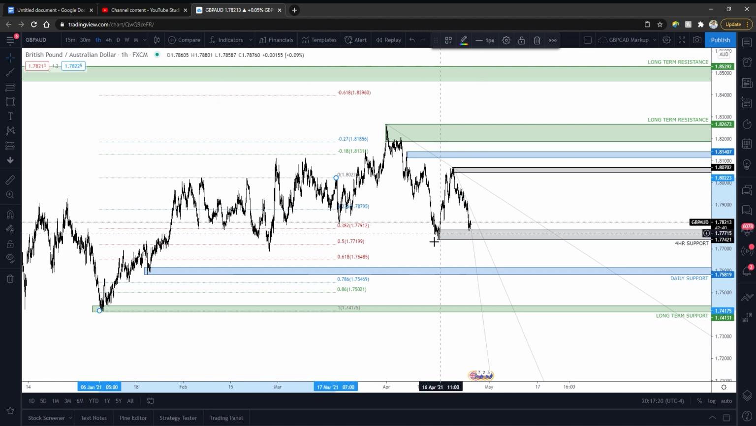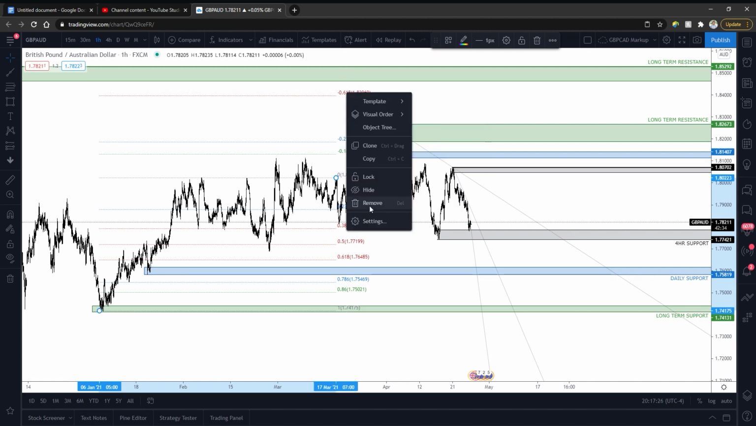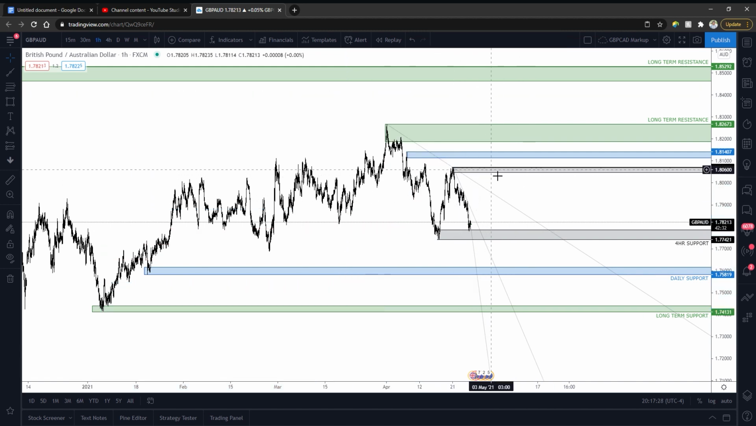I don't know if this is still going to be the long term target. For the short term, though, I do see price coming back to try to break this. And then if we get a break, then I would look for potential buy opportunities up to that 183 area, potentially.